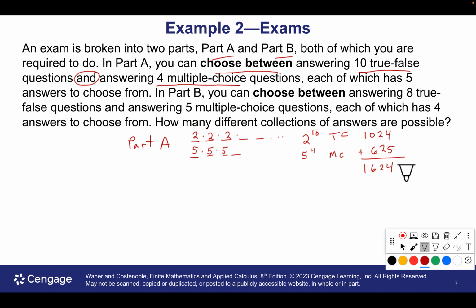How many different collections of answers are possible? That's what the question is. So we could have had 5 different answers here, right, for 4 questions. So that's all the different ways.